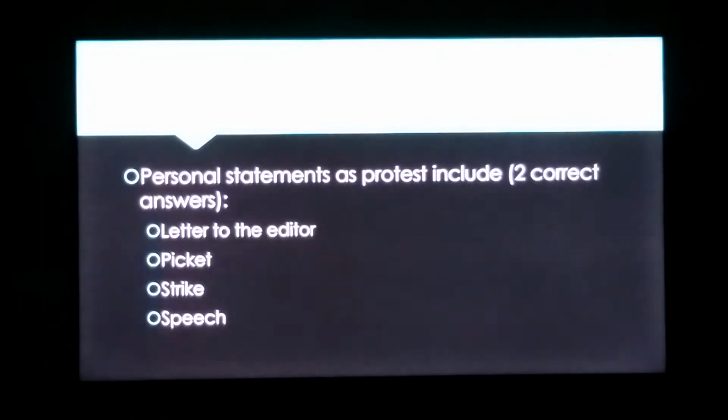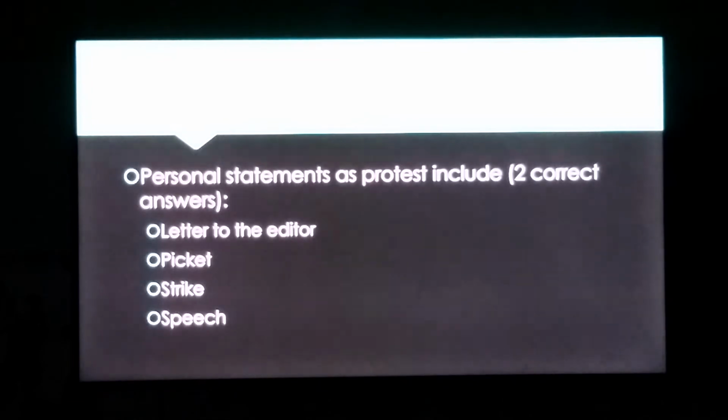All right, so next question. Personal statements as protest include two of these. Which two of them are they? Is it A, a letter to the editor? Is it B, a picket? C, a strike? Or D, a speech?